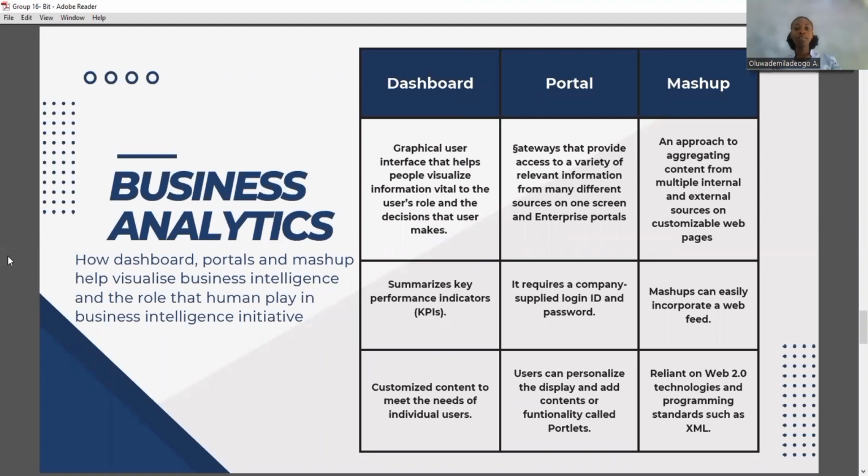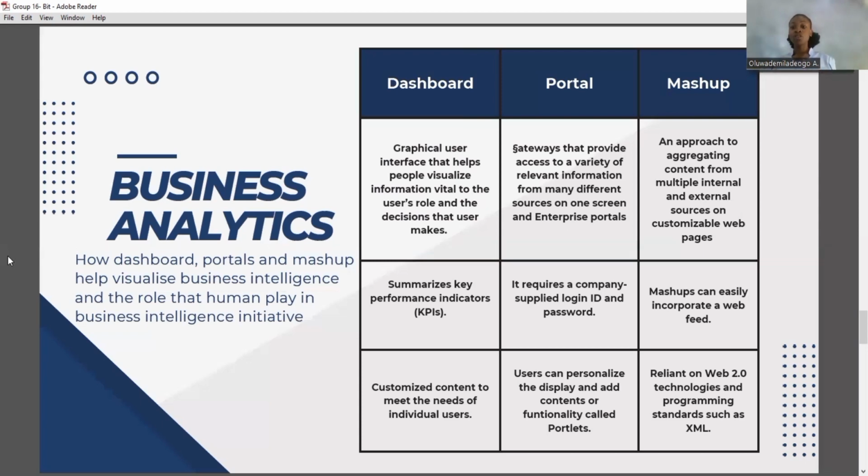Hello, I'll be discussing dashboards, portal dashboard, and the role that human beings play in business intelligence initiative. So a dashboard is said to be a graphical user interface that helps people to visualize information vital to the user's role and to decisions that users make. A dashboard summarizes key performance indicators and ensures that it contains what the users need. So it's a graphical user interface that summarizes data in order to reduce ambiguity and information overload. The portal sets the gateways that provide access to varieties of relevant information from many different sources on one screen.